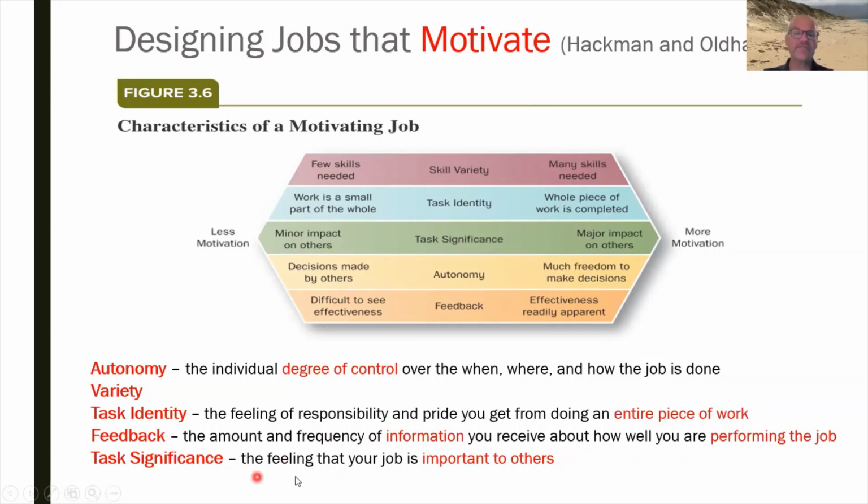And task significance, the feeling you get where your job is important to others. So as an instructor, yeah, I think it's important that people learn business, people learn about human resource management, so it's a fairly significant task. Certainly not like a doctor, or it's not like looking for the cure for COVID, but compared to somebody who's just putting the one headlight on one place for an automobile, I'm not sure the feeling you'd get would be that this is really, really important to the same degree as it would be curing COVID.